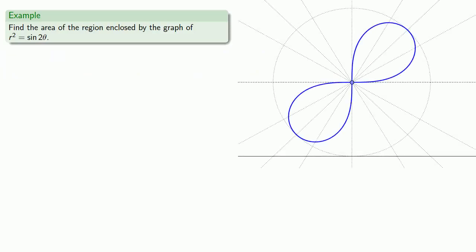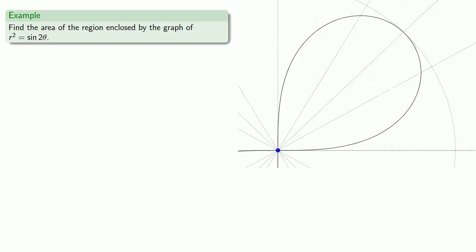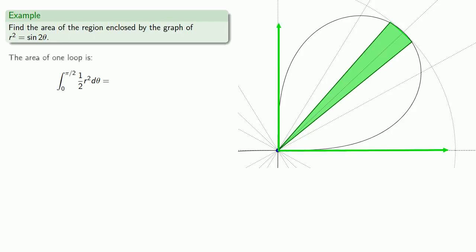We see that our graph is going to consist of two identical loops. So we can find the area of one loop and double it. One of those loops occupies the region between theta equals 0 and theta equals pi over 2. We'll take a look at that region and we'll draw our representative wedge. The area of the representative wedge is 1/2 r squared d theta, and we'll sum these wedges over the region between 0 and pi over 2.